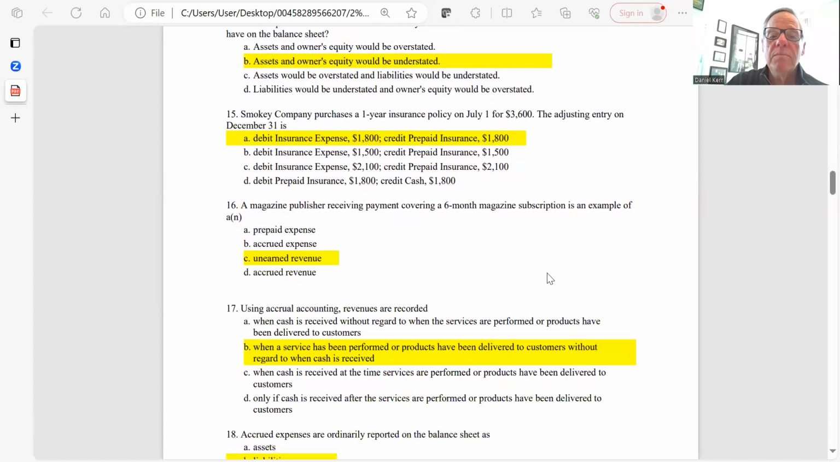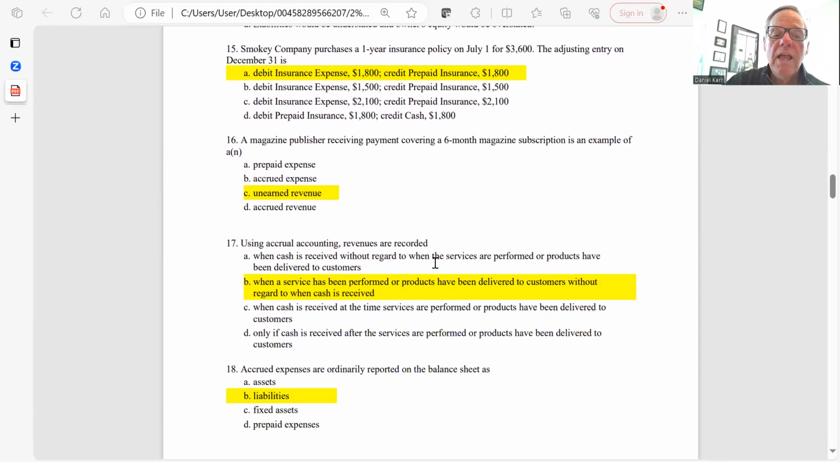16, a magazine publisher receiving payment covering a 6-month magazine subscription. That's an example of an unearned revenue. So the magazine publisher received the 6-month subscription in advance, so they increase cash and they recognize the liability to provide magazines in the future. So the answer there is C.